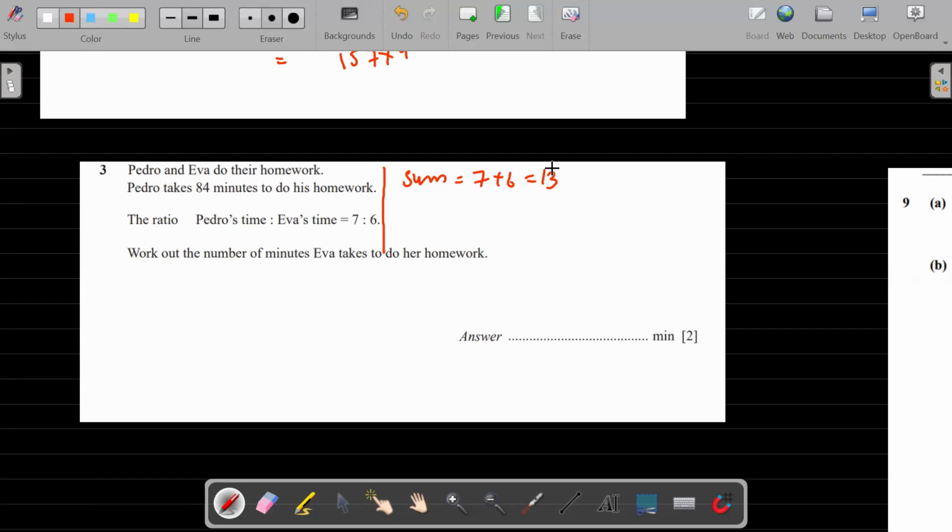7 plus 6 is 13. Now Pedro's ratio and Eva's ratio. So the ratio is 7 and the ratio is 6. The second step is to divide by the sum of the ratio. I have divided it now.